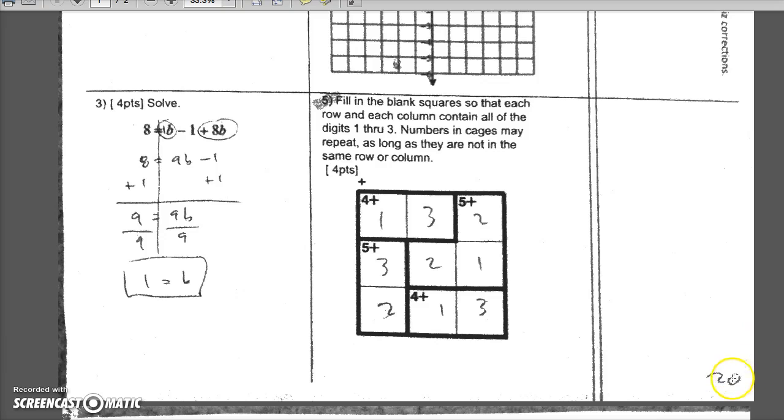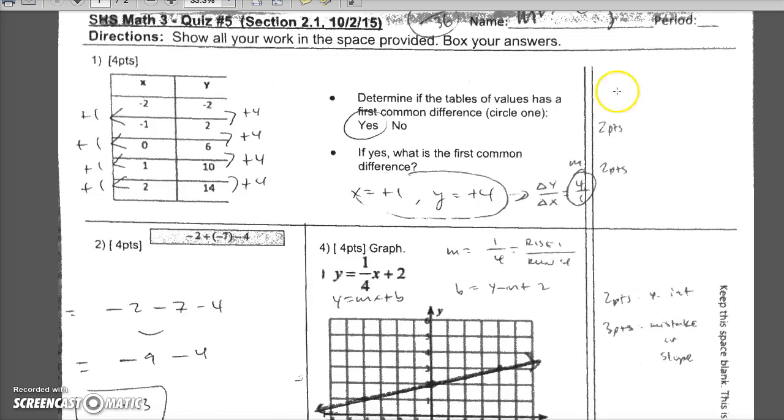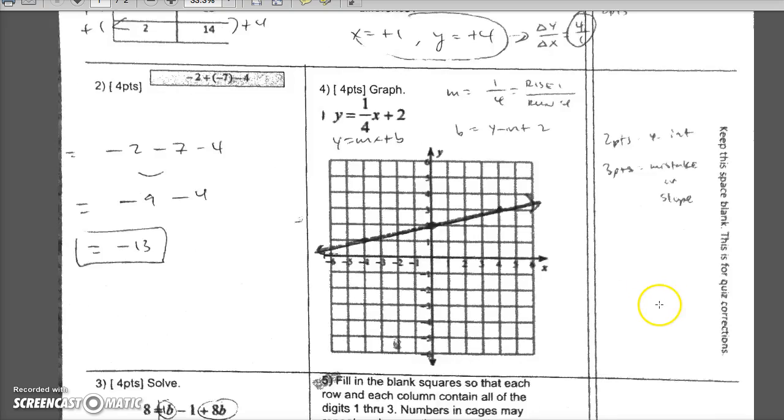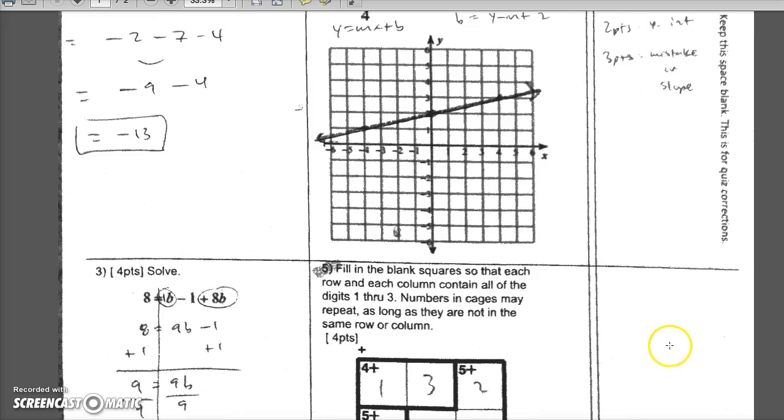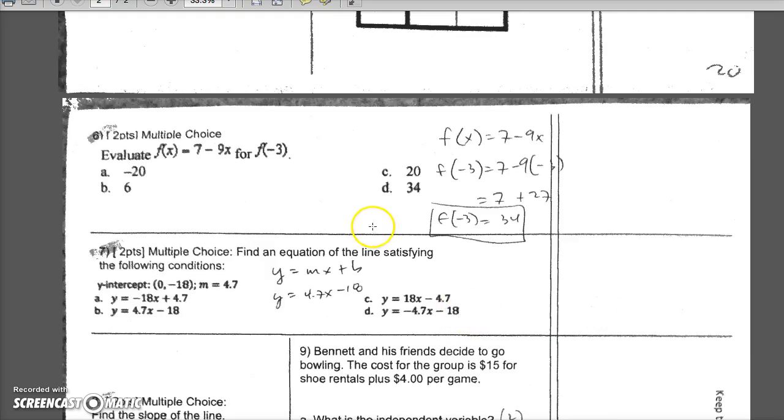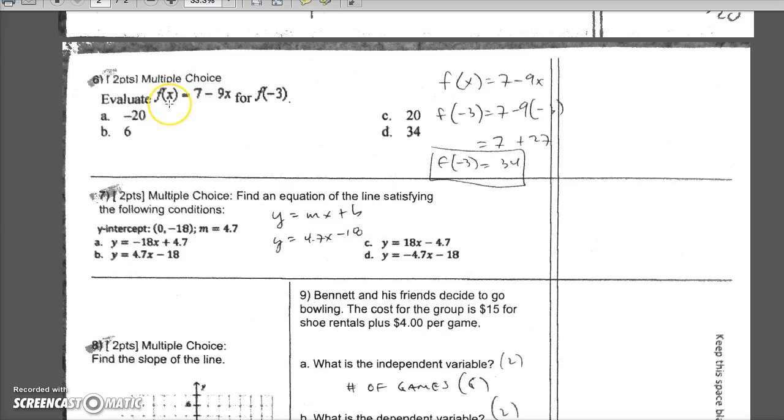That page was at a 20. Remember, when you're doing your quiz corrections, you should be doing them in the margin here. On the back side, question number 6, multiple choice, evaluate f of x equals 7 minus 9x for f of -3.